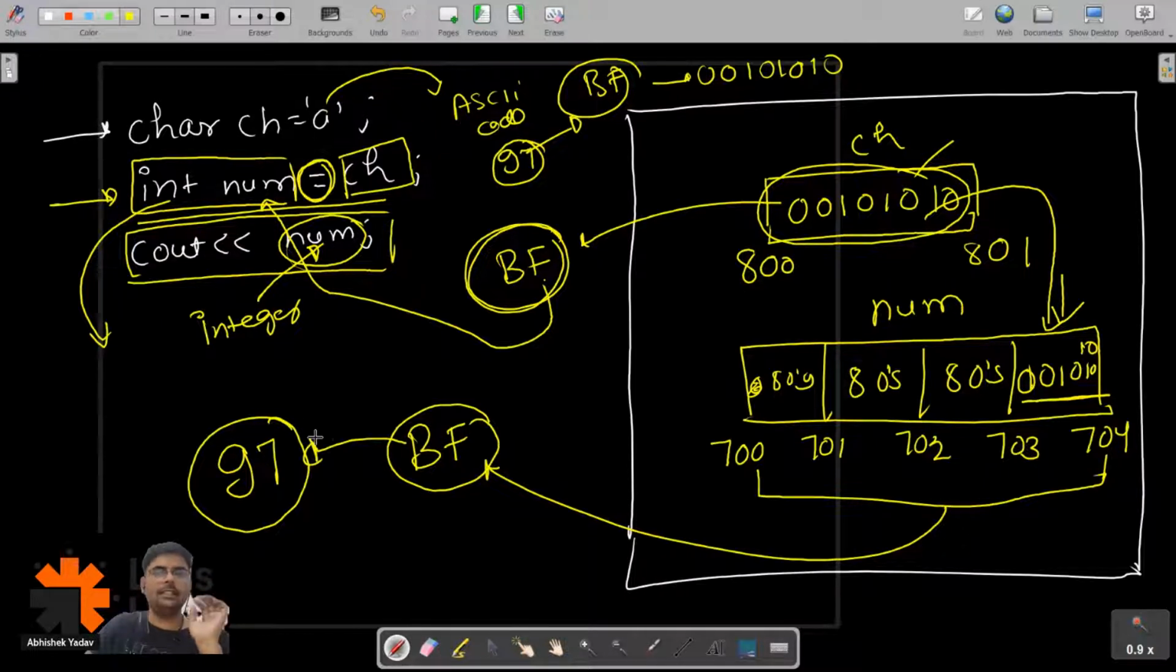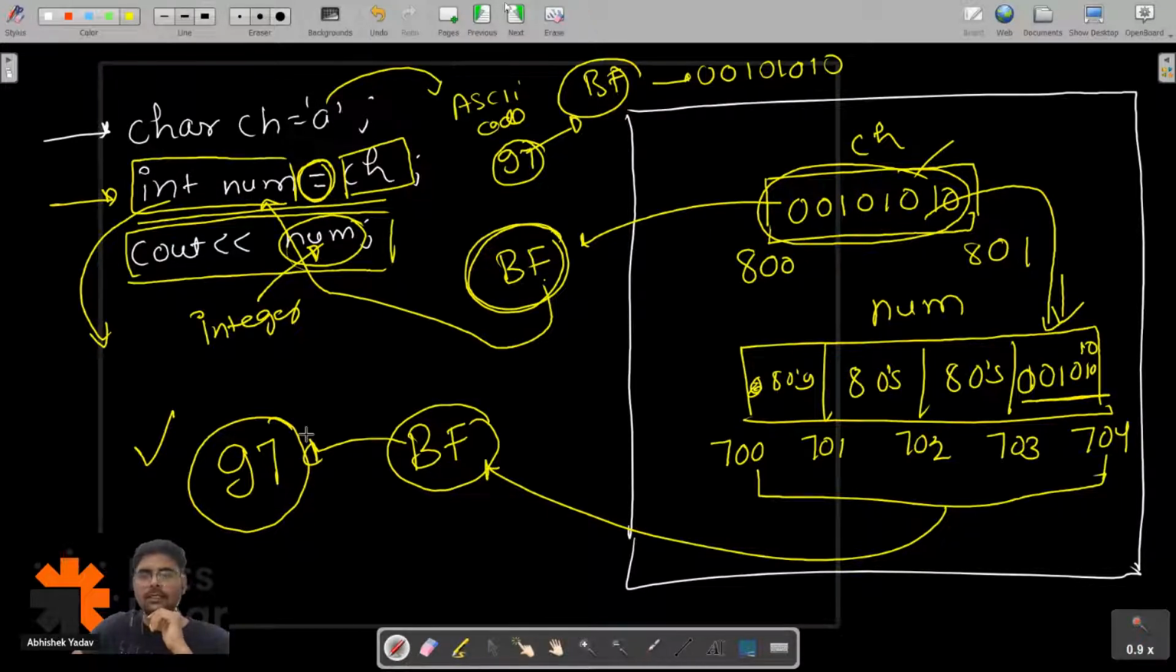Is everyone clear till this point how the thing is happening behind the scenes, right or no? Yes or no? Please write in the chat if it is clear till this point. Yeah, I'm moving to this typecasting thing, but till this point, is everyone clear why 97 is getting printed on the output screen? So now let's move to the next part.